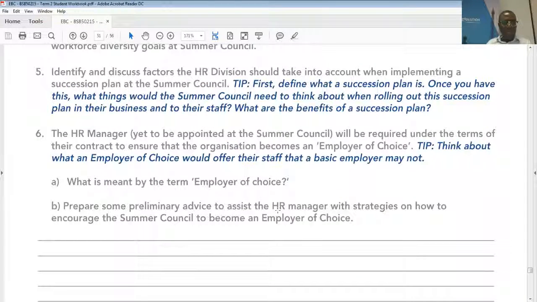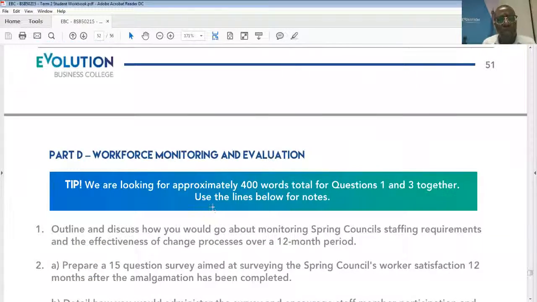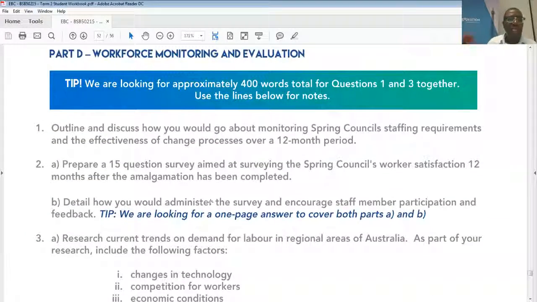All right, let's look at the next thing here. Part D, workforce monitoring and evaluation. It says, outline and discuss how you go about monitoring spring council staffing requirements. So you've had this measure, people from autumn have come in and spring have come in, and in summer they ask, how are you going to monitor?